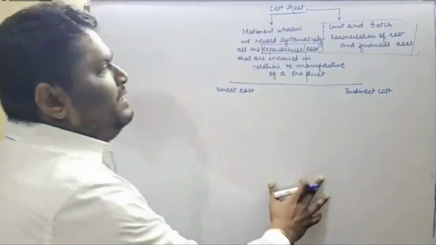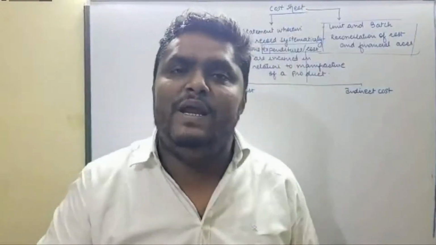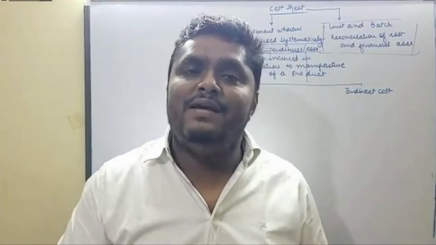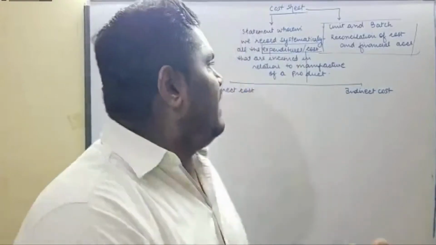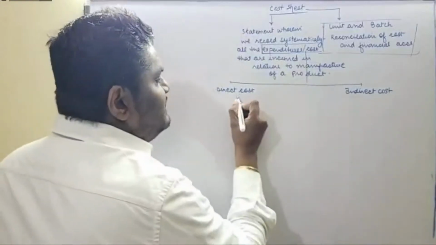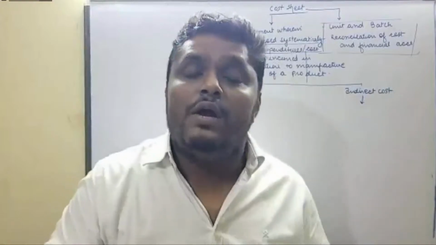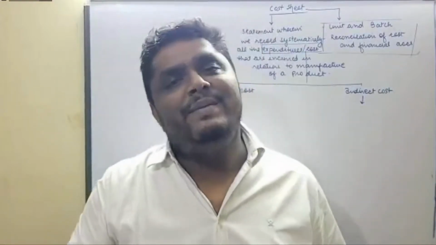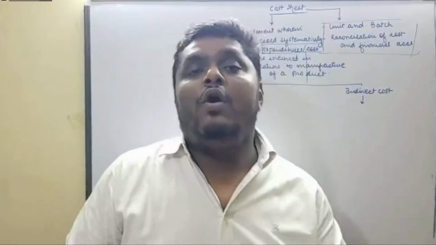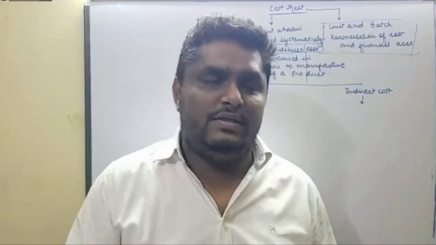So I repeat again, we are discussing this chapter cost sheet. Cost sheet is a statement wherein we systematically record all the expenditures or costs that are incurred in relation to manufacture of a product. When talking about cost, cost can be classified in two parts, that is direct cost and indirect cost. What is direct cost? The cost that is directly attributable in manufacture of a product is direct cost. When talking about indirect cost, the cost that plays a supporting role in manufacture of a product is indirect cost.